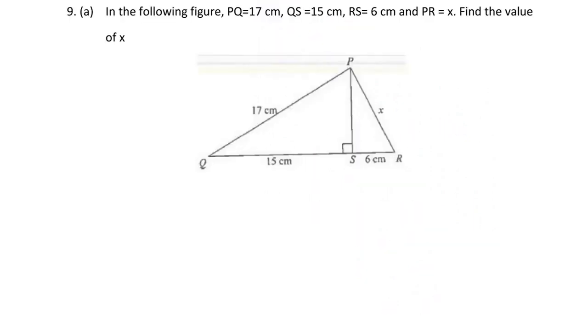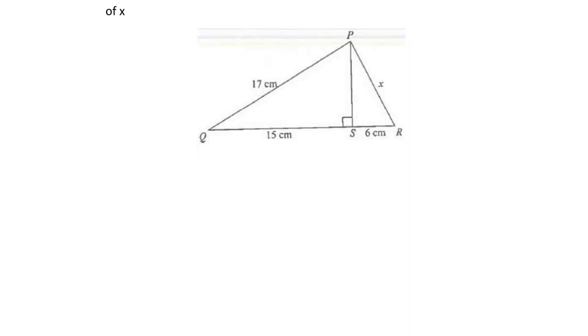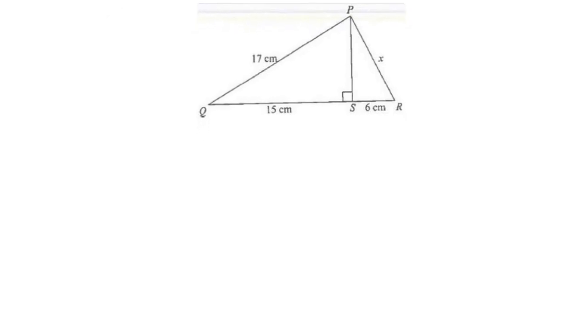Question number 9, part A. In the following figure, PQ equals to 17 centimeters, QS equals to 15 centimeters, RS equals to 6 centimeters, and PR equals to X. We are supposed to find the value of X. Okay, so to find the value of X, let us first find the side PS from triangle PQS.